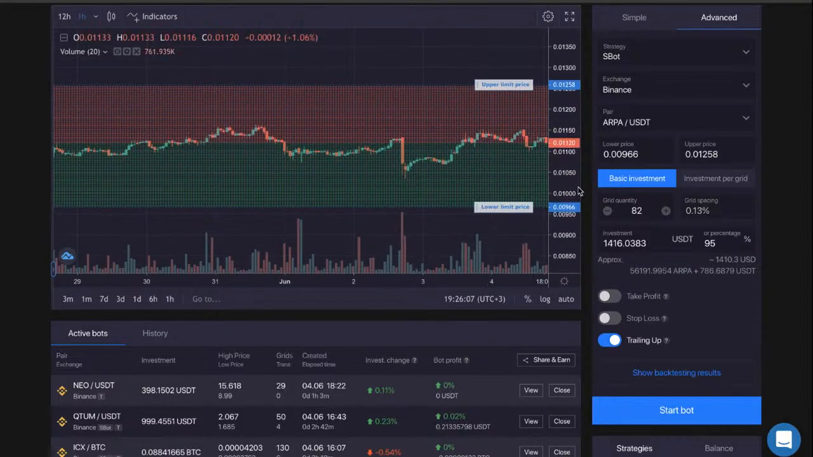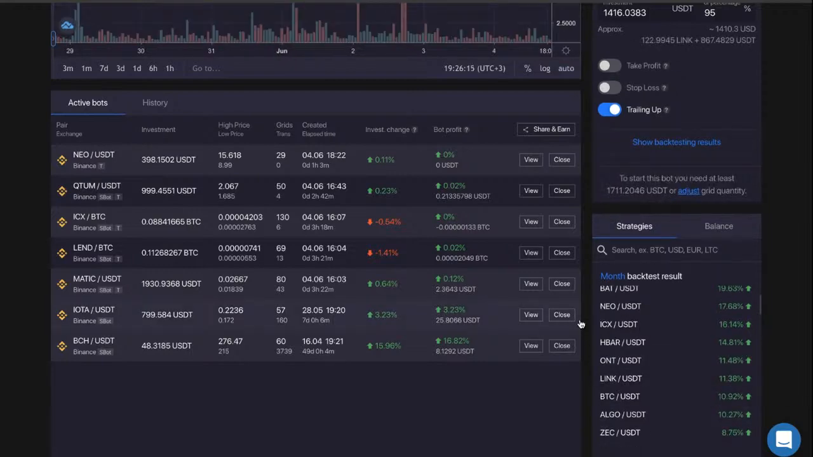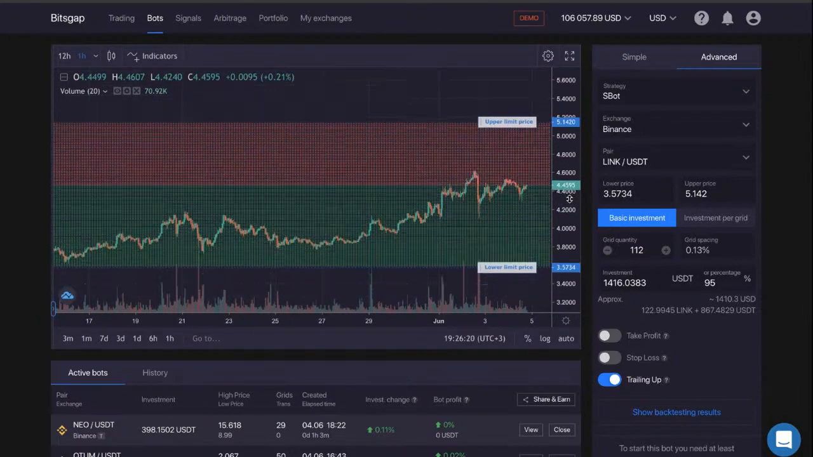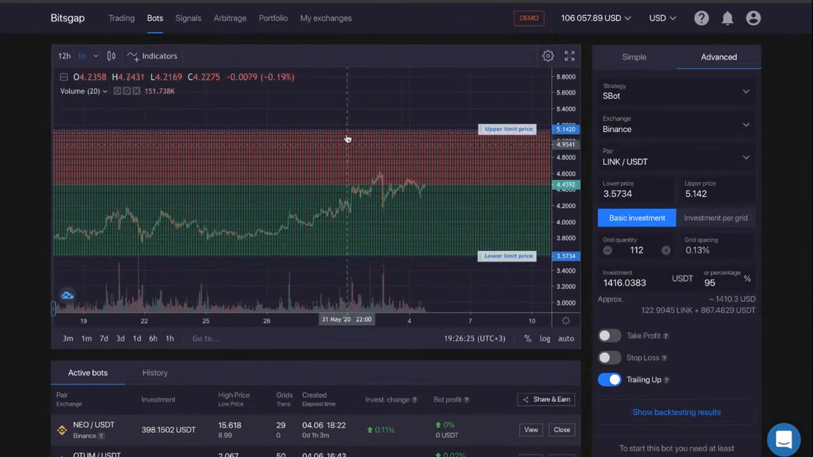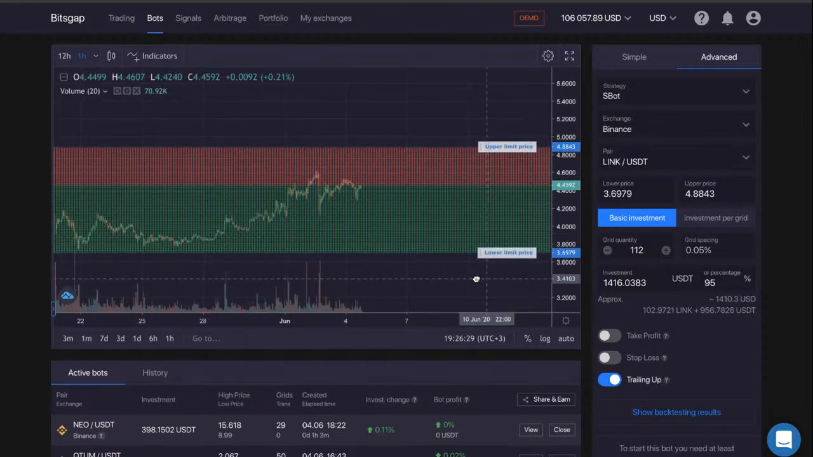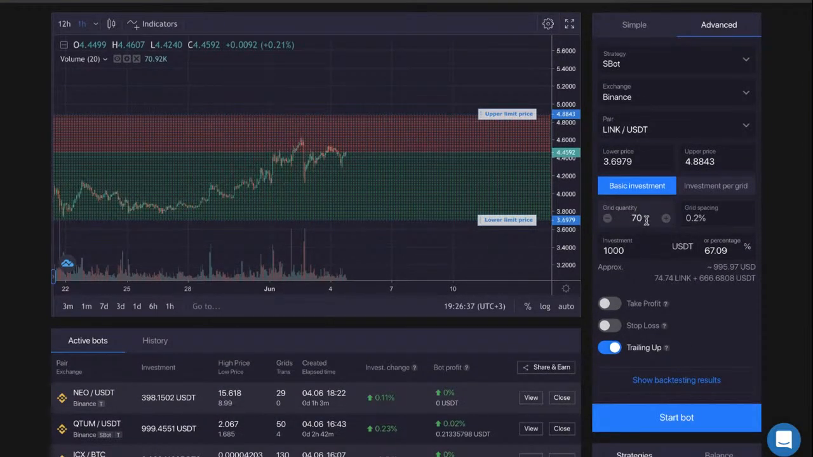So let's say I want to trade LINK to USDT. Notice that the system automatically assigns the upper and lower limit levels, but as I said, you can always adjust it in any way you want, in any direction. And here, let's say let it be $1,000, okay, and let's adjust it by the grid quantity. So now we have 70 grid levels and the total investment is 1,000 USDT.